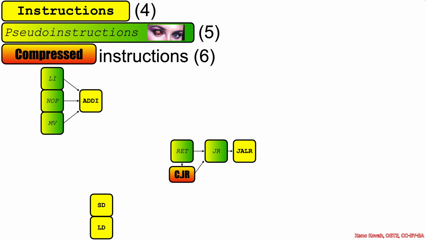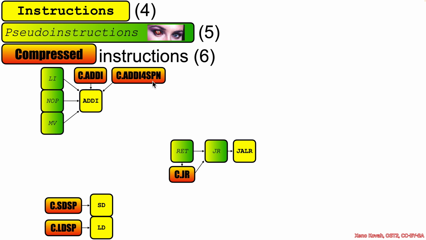All right, so at this point in the class, we have picked up 4 instructions, 5 pseudo instructions, and 6 compressed instructions. So what do we got? We got compressed SDSP, which is really just an SD. Compressed LDSP, which is really just an LD. Compressed addi, which is really just an addi. Compressed addi for SPN, which is really just an addi. Compressed move, which is really just a move. But move is really just an addi. But of course, it's easier to read it as a move, right? If you just say, okay, move the value from that register to that register, that's easier than having to think about what it would be as an addi.